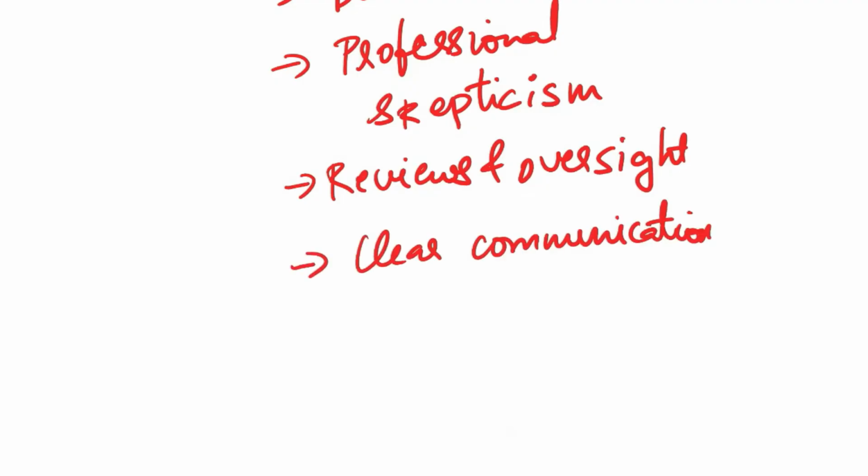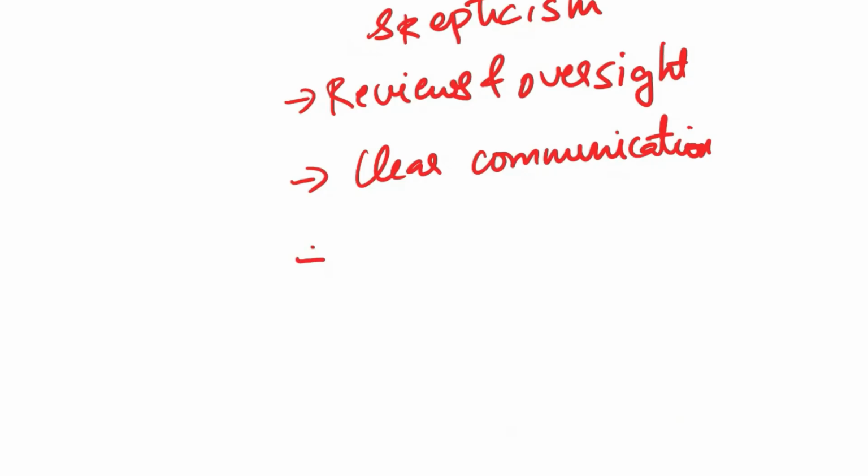Next is to communicate audit objectives, scope, and findings clearly and impartially. Avoid making subjective judgments or opinions that could compromise objectivity. Next, ensure that audit findings and recommendations are not influenced by undue pressure or external factors. Decision making should be based on facts and evidence.